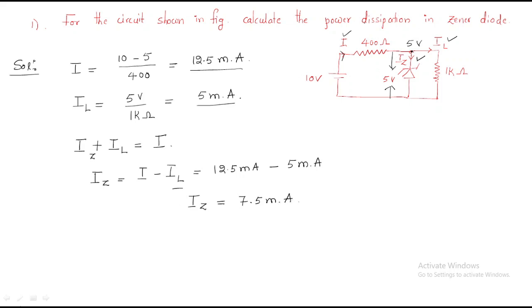What is the question? The power dissipation in the GNR diode. So power dissipation, I can write Pz, equals GNR voltage times GNR current. What is the GNR voltage here? 5 volts is the GNR voltage and the GNR current is 7.5 milliamps. By doing the calculation we get 37.5 milliwatts. This is the power dissipation in the GNR diode.